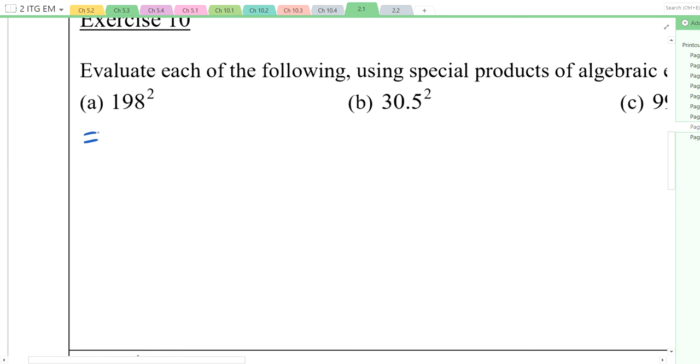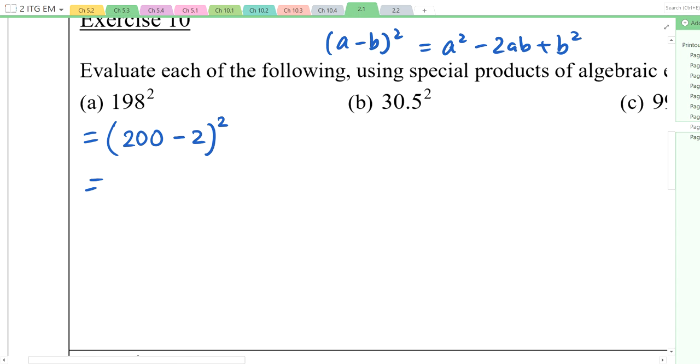198. What if I can break it down to become 200 minus 2, and then square? Okay, is this the same? Do you know how to handle 200 minus 2 square? Isn't it of the form a minus b square, which you have already memorized to become a square minus 2ab plus b square, right? So can I expand this out using what we have already memorized? What should I write for the first number? 200 square, isn't it? How much is 200 square? Can we do it mentally? 40,000. Correct? This is 200 square. Then what should I write next?